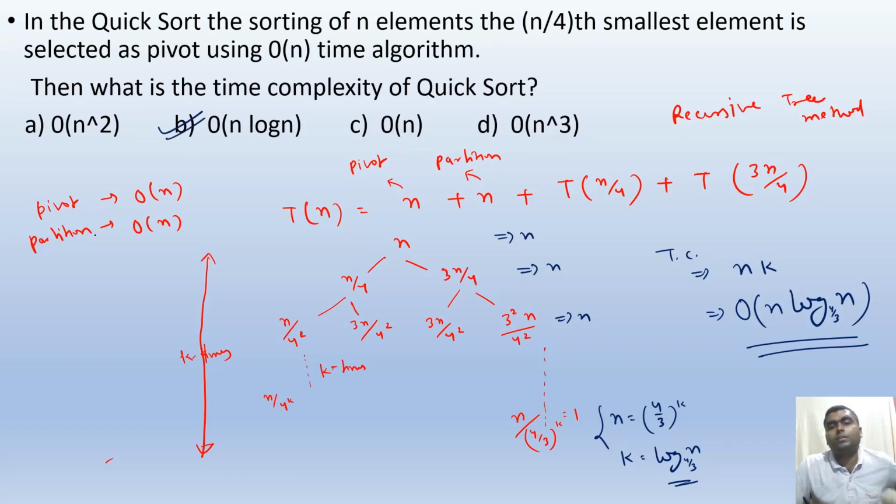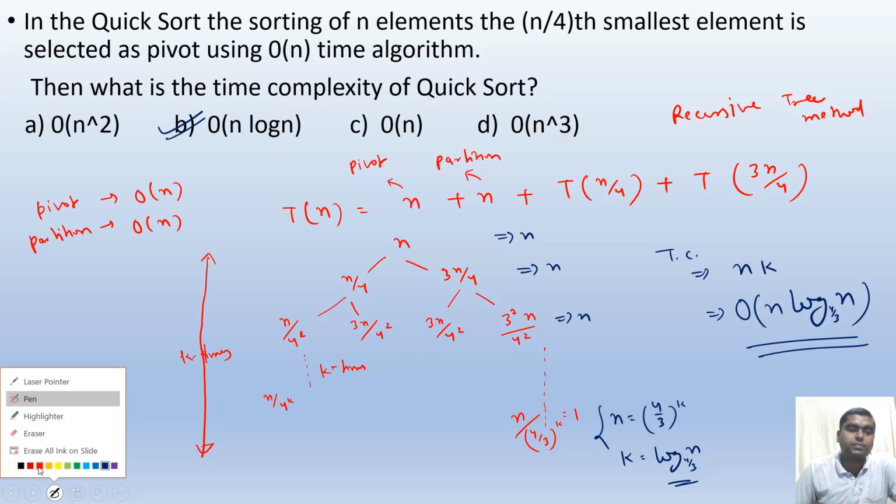So you can easily say that the selection of pivot element does not impact the time complexity of the quick sort algorithm. Okay, whether you select the n by fourth smallest element or some different thing, ultimately it will not affect.